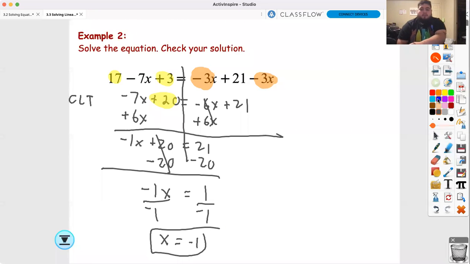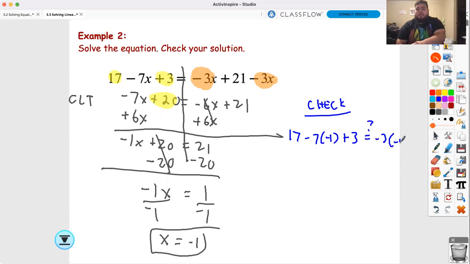And then you check your solution by plugging it in. So then you'll check. I'm just gonna do the first step. It's gonna be 17 minus -7 times -1 plus 3 equals question mark -3 times -1 plus 21 minus 3 times -1, which actually gives us 17 plus 7 plus 3, which is 27 equals 27. So that's true.